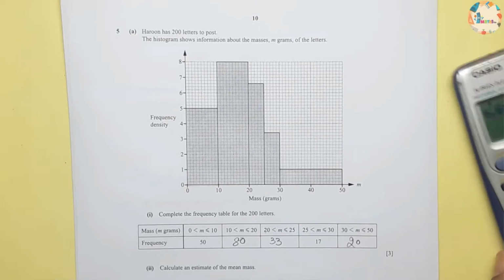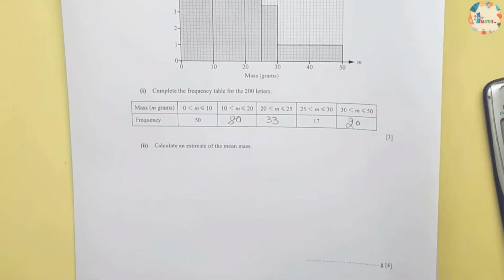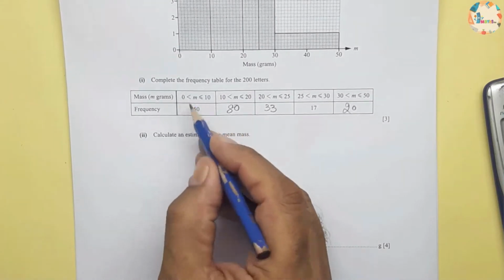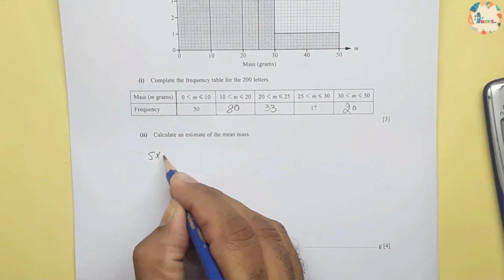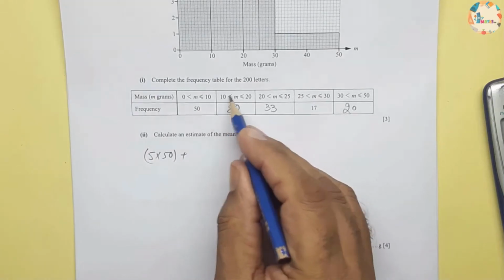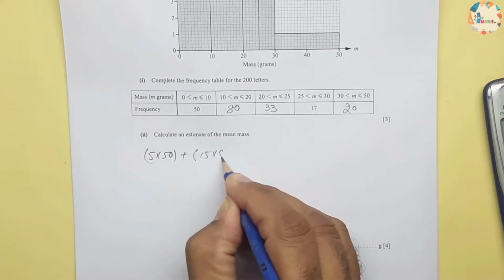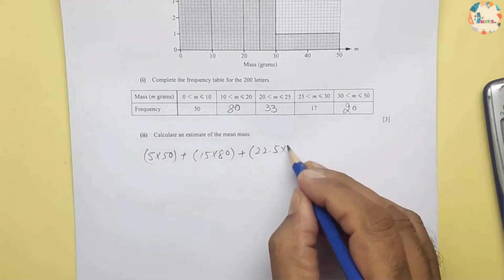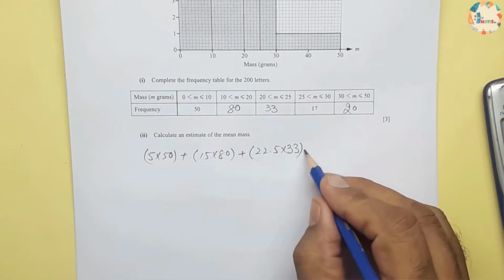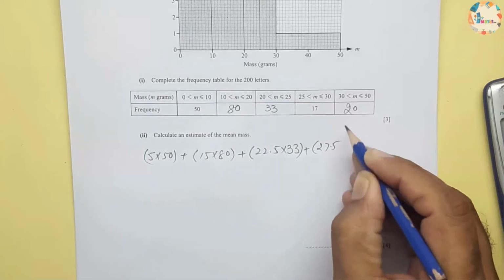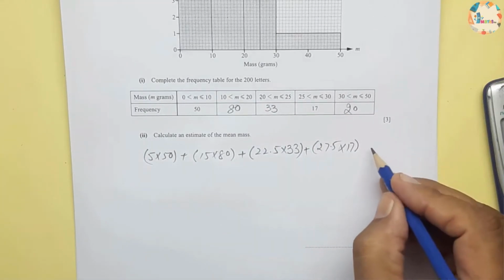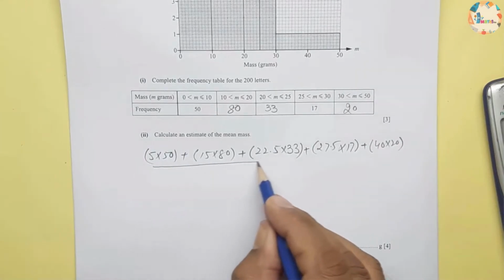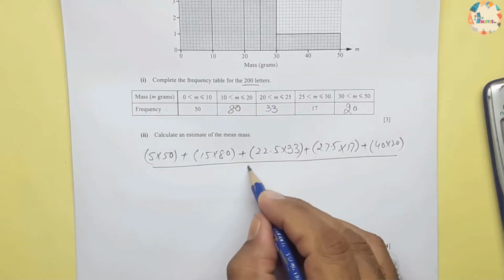So we have completed the table, and then they are saying calculate an estimate of the mean mass. Mean mass will be taking the mid range. So 0 plus 10 divided by 2 will be 5. So 5 multiplied by 50, plus the mid of this one will be 15, so 15 multiplied by 80. Similarly, 22.5 multiplied by 33, and then comes 27.5, which will be mid range for this one, multiplied by 17, and next 30 and 50 will be 40. So 40 multiplied by 20 and divided by the total number, which is 200 letters.